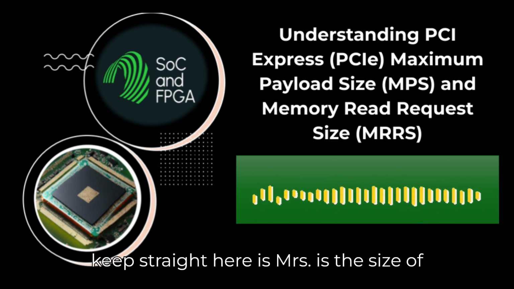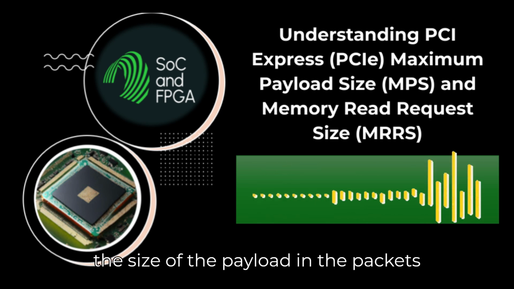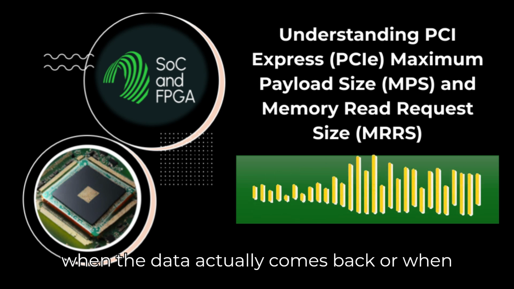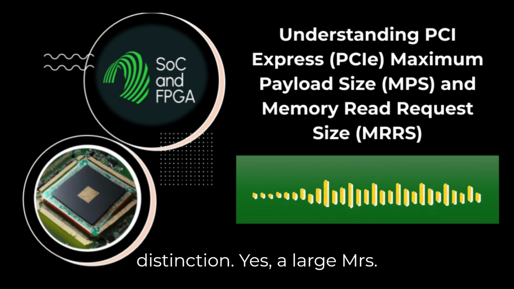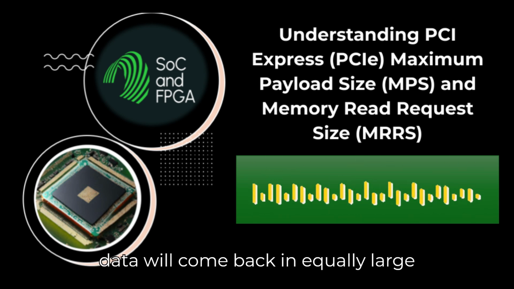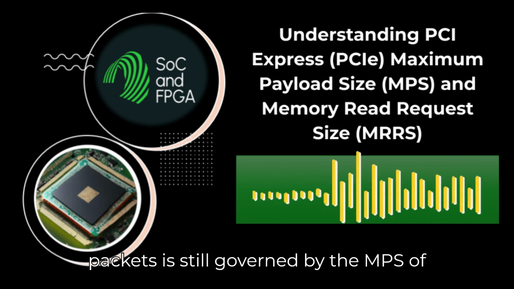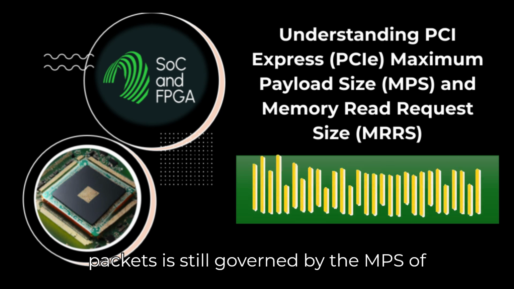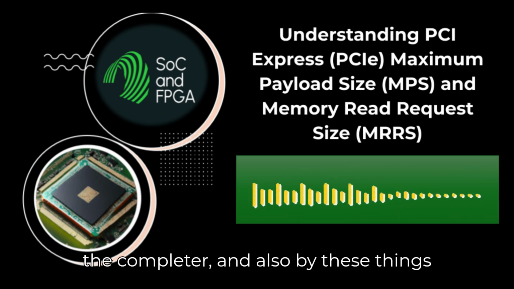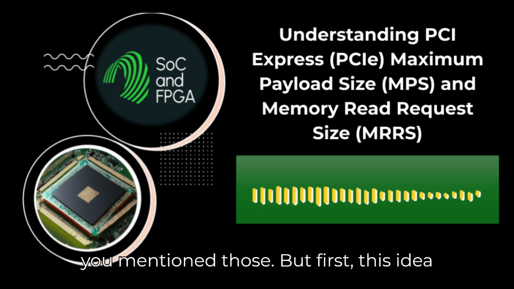So the really key thing to keep straight here is MRRS is the size of the request, the ask. Right. And MPS is the size of the payload in the packets when the data actually comes back or when you're writing data. That's the crucial distinction, yes. A large MRRS lets you ask for a big chunk efficiently, but it doesn't automatically mean the data will come back in equally large packets. Ah. The size of those return data packets is still governed by the MPS of the device that's sending the data back, the completer, and also by these things called read completion boundaries, which we should probably talk about. Okay, yeah, you mentioned those.